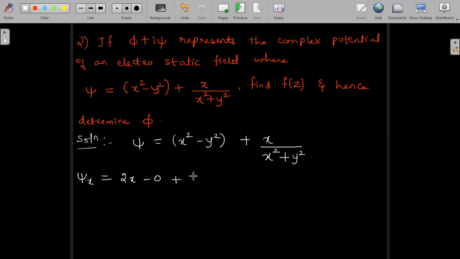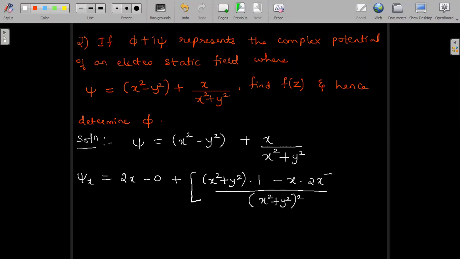Now we have to apply the quotient rule for x divided by x square plus y square. So u by v rule. It is v as it is into differentiation of u minus u as it is into differentiation of v, the whole divided by v square. Let me explain to you how this is exactly.